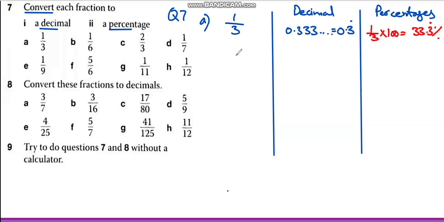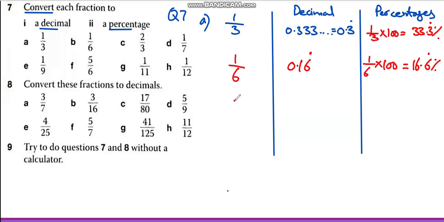Similarly, there is 1/6. So if we divide 1 upon 6, we get answer as 0.16, where 6 is being repeated. So we can simply put a dot above 6 to avoid repetition of 6. And similarly, when we convert 1/6 into percentage, means we multiply with 100, then we get 16.666, where 6 is being repeated. So we can simply write as 16.6 and we will put dot above 6. So it will be 16.6%.